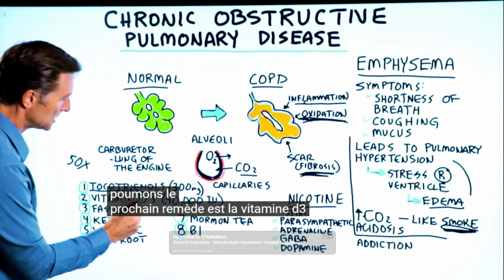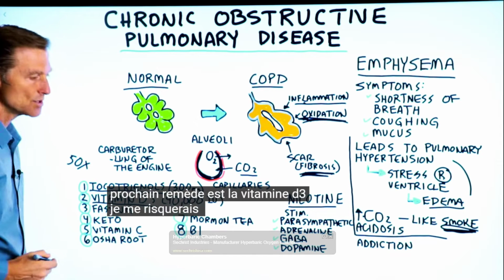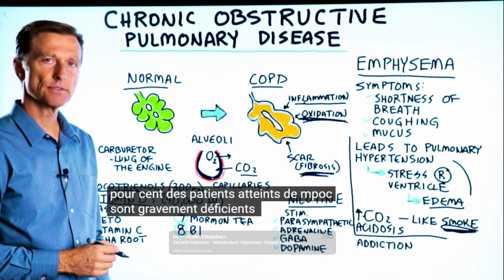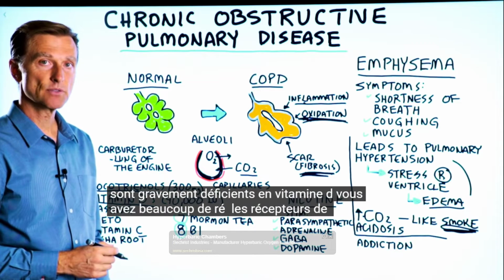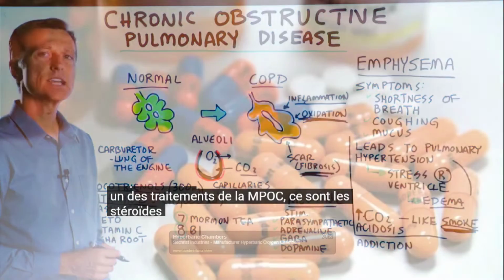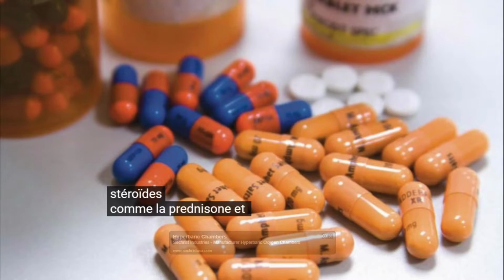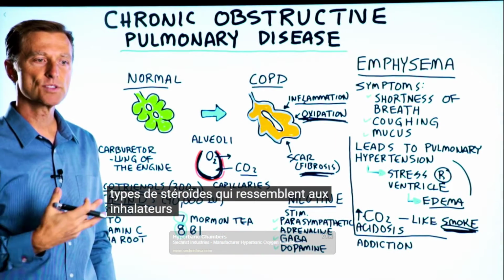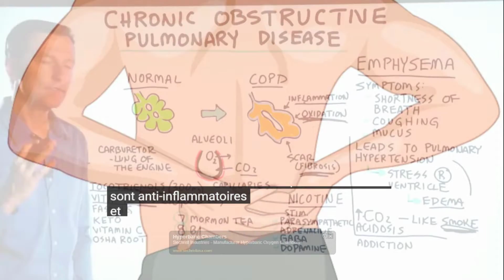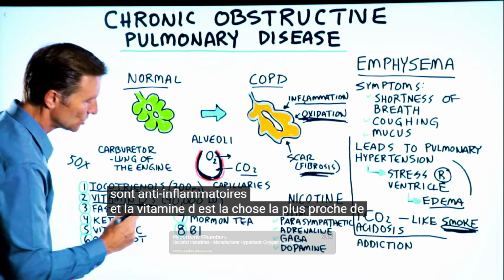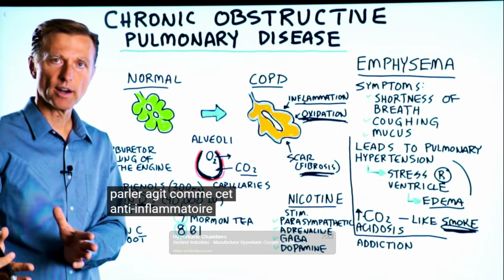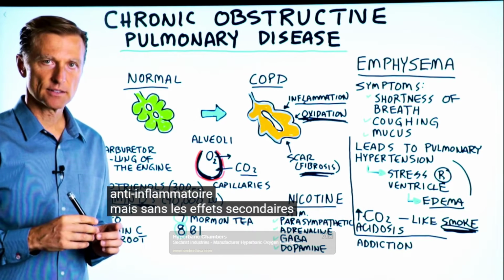Next remedy is vitamin D3. I would venture to say that 100% of patients with COPD are severely deficient in vitamin D. You have a lot of receptors for vitamin D in the lung. One of the treatments for COPD is steroids, okay, like prednisone and other types of steroids like bronchosteroid inhalers, because steroids are anti-inflammatory. And vitamin D is the closest thing to that steroid cortisol that we're talking about. It acts like this anti-inflammatory, but without the side effects.